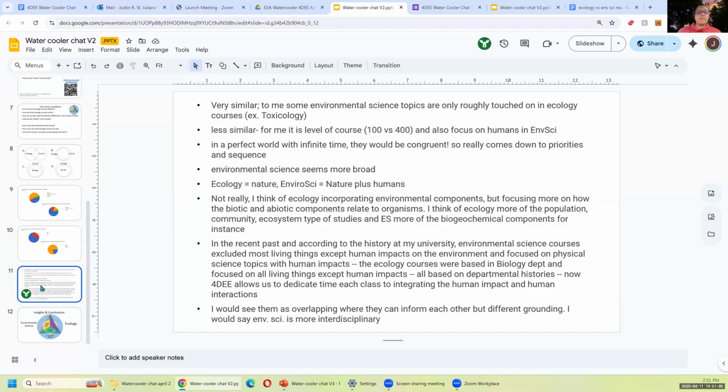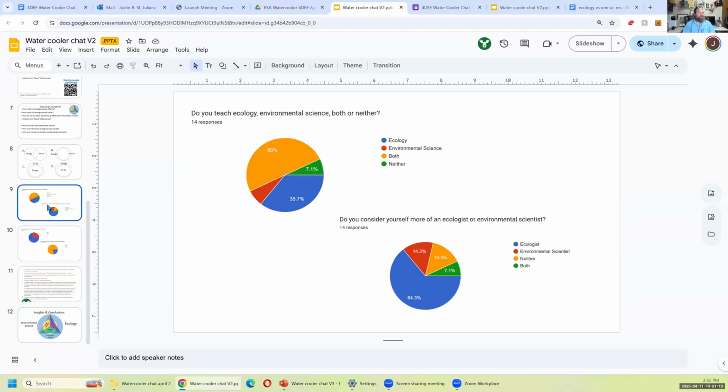And I think most of the comments talked about environmental science being more interdisciplinary than ecology. And I think this slide is really interesting for results of both. Because I know going to the ESA meetings, I feel like I talk to as many people who are teaching environmental science as ecology as I'm walking around the meeting.